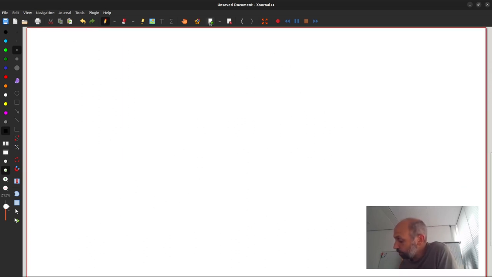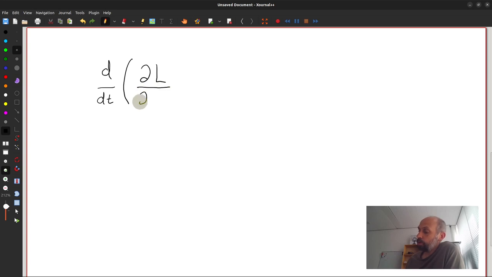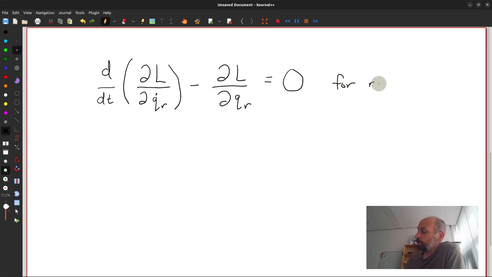New page. So his equation is that the time derivative of the partial derivative of the Lagrangian with respect to the time derivatives of the generalized coordinate, minus the partial derivative of the Lagrangian with respect to the coordinate itself, equals zero. And you get a single equation for each generalized coordinate. So for r equals 1 to n, we have Lagrange's equations of motion here.